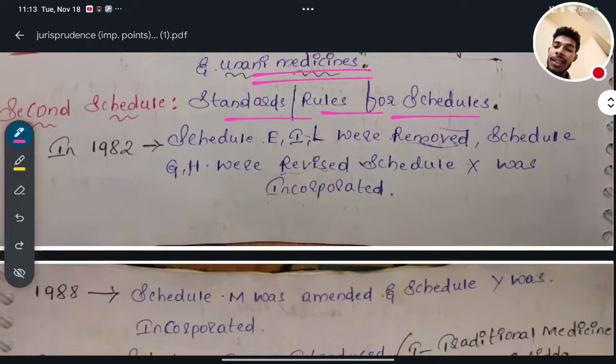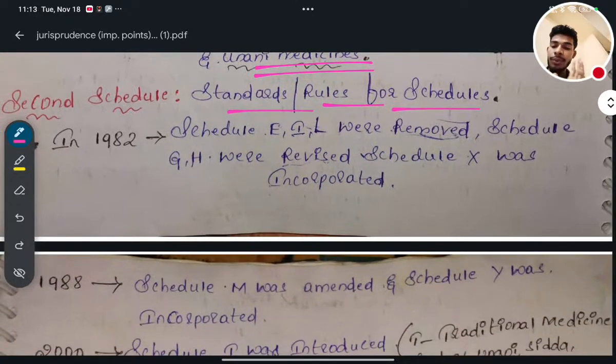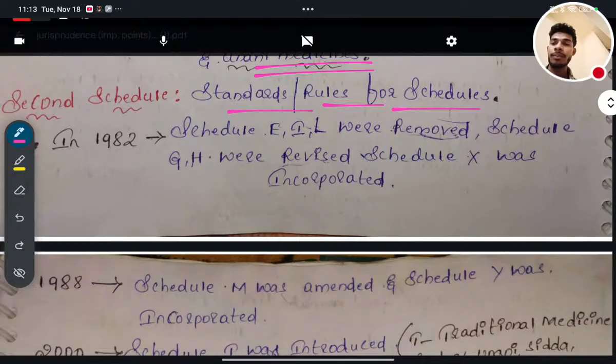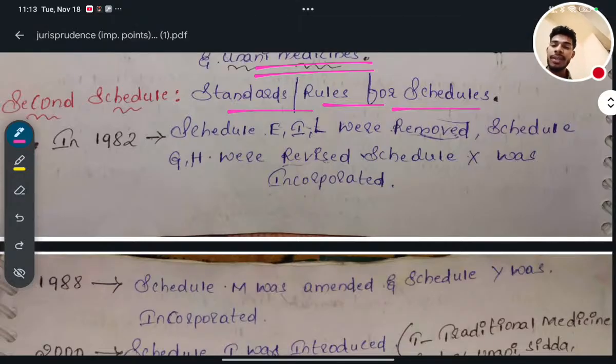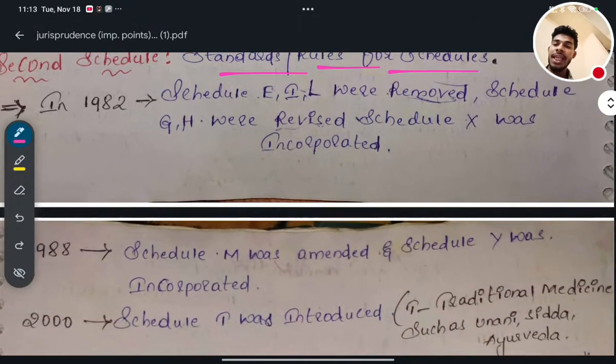In 1982, you have to remember these points. These are very, very important points. Please, I request you, remember them, or you can take a screenshot also. In 1982, Schedule E, Schedule I, and Schedule L were removed. Schedule G and H were revised, and Schedule X was incorporated.